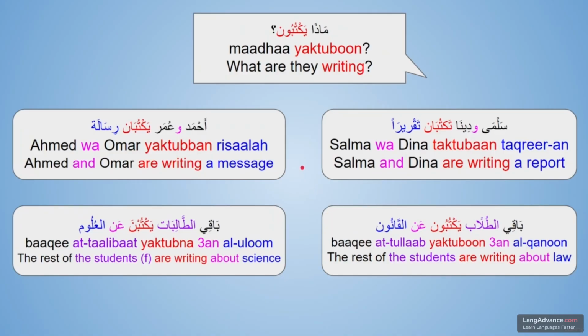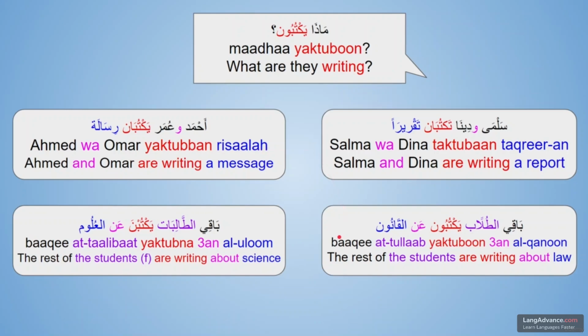And then we can ask a question about a group of people, third person. What are they writing? ماذا يكتبون؟ So we can say something like Salma and Dina are writing a report. سلمى ودينا تكتبان تقريرا. And then we can say something like Ahmed and Omar are writing a message. أحمد وعمر يكتبان رسالة.